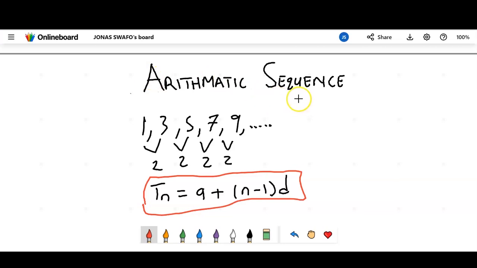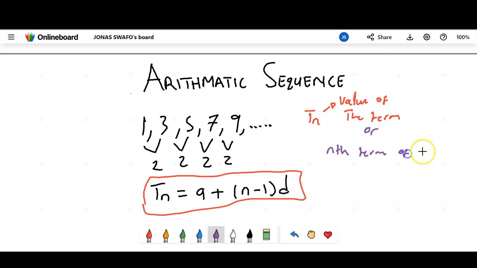So now, starting off with Tn, right? What is our Tn? Our Tn, we say, is the value of the term, right? And I'm going to change my color so you can see. Or sometimes in a question paper, maybe they're not going to say what is the value of this term. They might say, what is the nth term of the sequence, right?